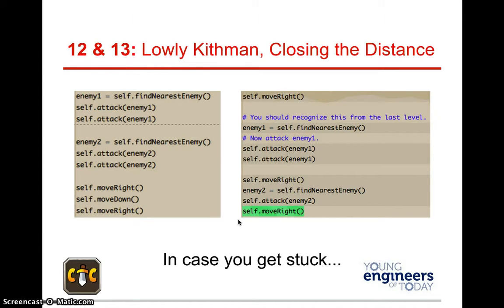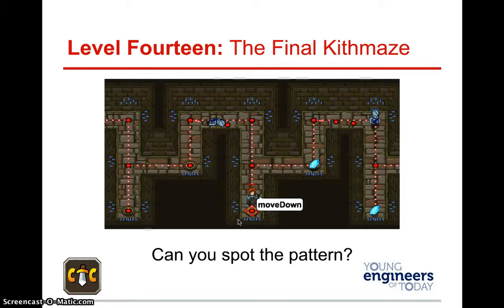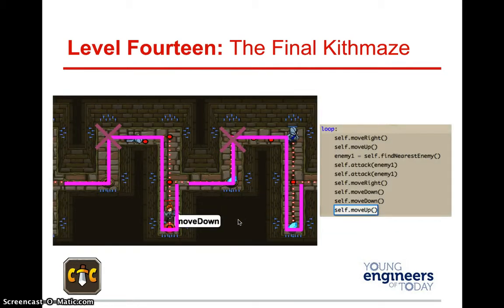Lowly Kithman closing the distance. This helps you in case you get stuck. You can always pause the video and watch this. Can you spot the pattern? Once again, go right, down, down, up, right, up, up. As you can see here in the final Kithmas maze of level 14.